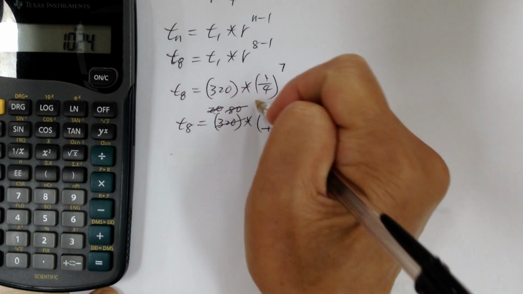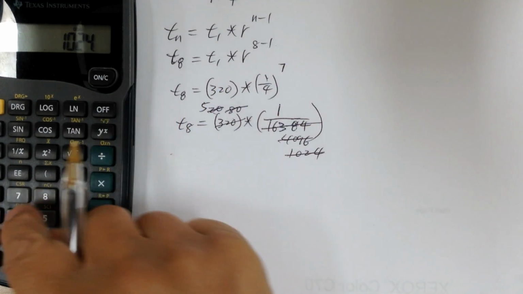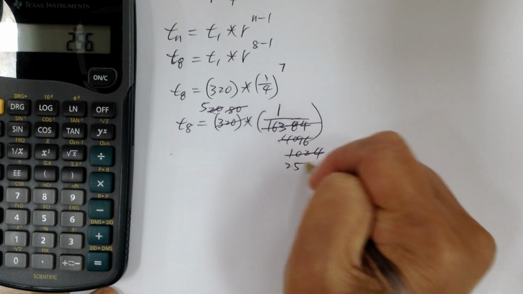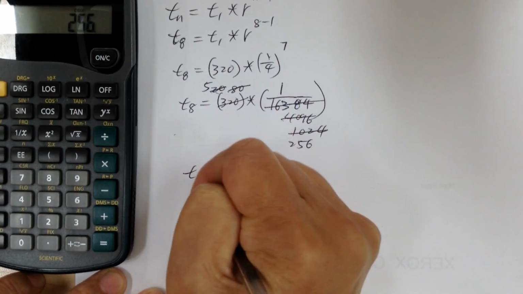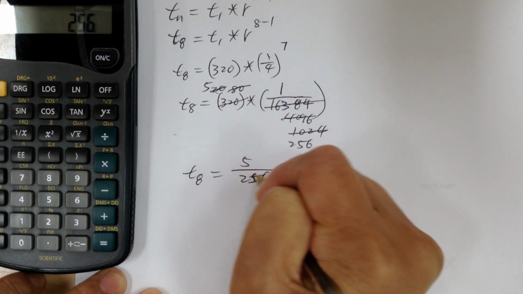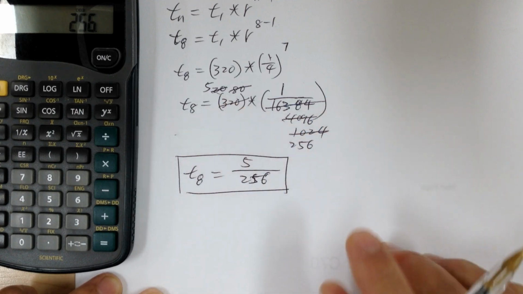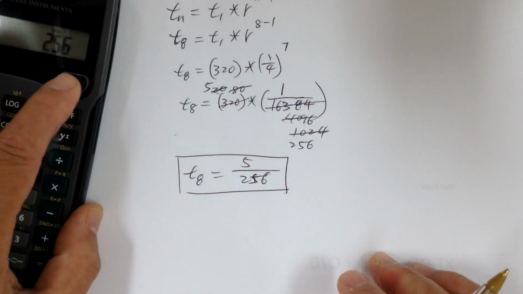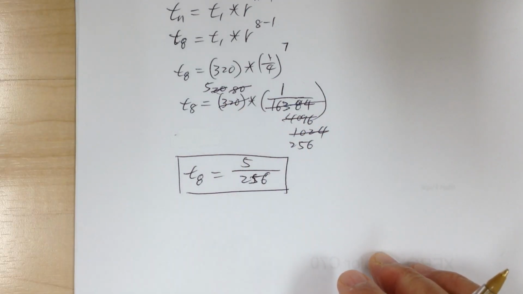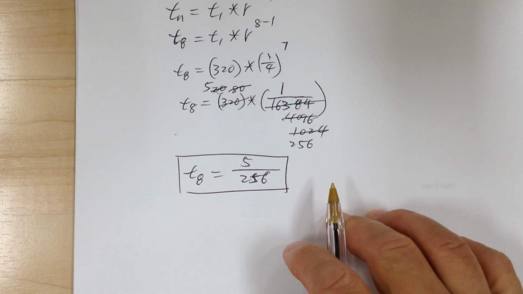Divide by 4 again, you get 5. Divide by 4, you get 256, and that's as low as you can get. So T8 will equal 5 over 256. Okay, and that's it. Make sure you know how to simplify your fractions, because you don't want to use decimals. When you use decimals, you chop off digits, and it no longer becomes the exact answer. Okay, let's go to the next one.